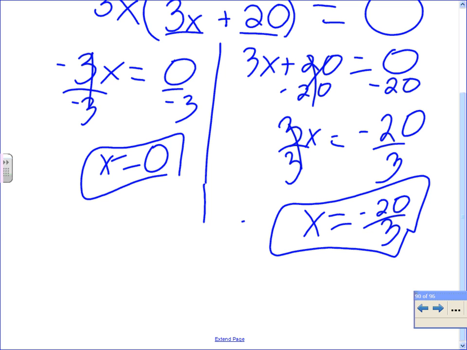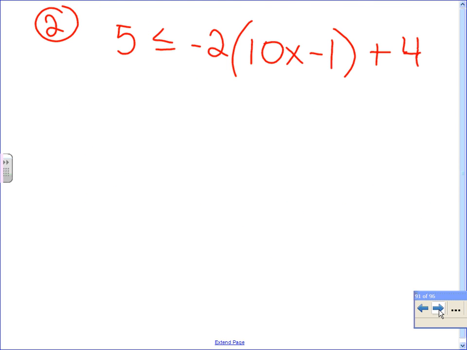Okay, number 2. 5 less than or equal to negative 2, parentheses, 10x minus 1, end parenthesis, plus 4. I'm doing this one with you. How many solutions is this going to have? Infinitely many. How do you guys know there's going to be infinitely many? Matt, how do you know?